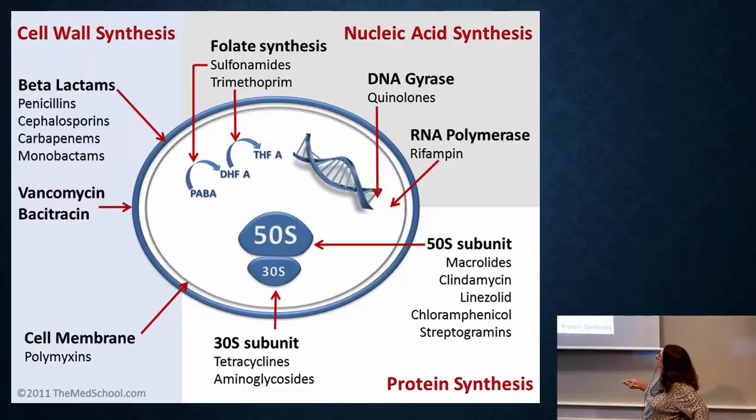So a summary of what I just told you. Here shows a cell. And this shows the different targets of antibiotics. We have the beta-lactams, which were the penicillins, that target the cell wall. Vancomycin, I'll come to a little later, also targets the cell wall. Polymyxins directly target the membrane. All of these on the right here target protein synthesis, which some attach to the 30S subunit and some to the 50S subunit. You have RNA polymerase, which is targeted by rifampicin. You have DNA gyrase, which is attacked by the quinolones. And then you have those involved in folate synthesis that are inhibited by trimethoprim and sulfonamides. So everything is targeted, basically.